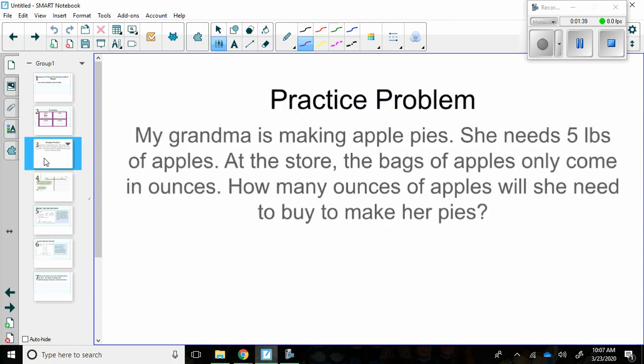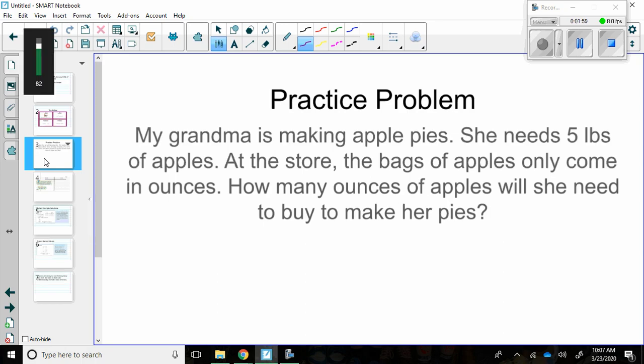The first practice problem we are going to do today is my grandma is making apple pies. She needs 5 pounds of apples. At the store, the bags of apples only come in ounces. How many ounces of apples will she need to buy to make her pies?